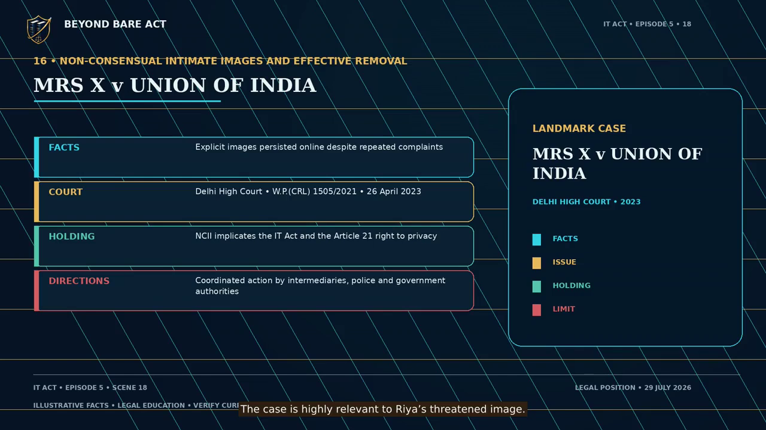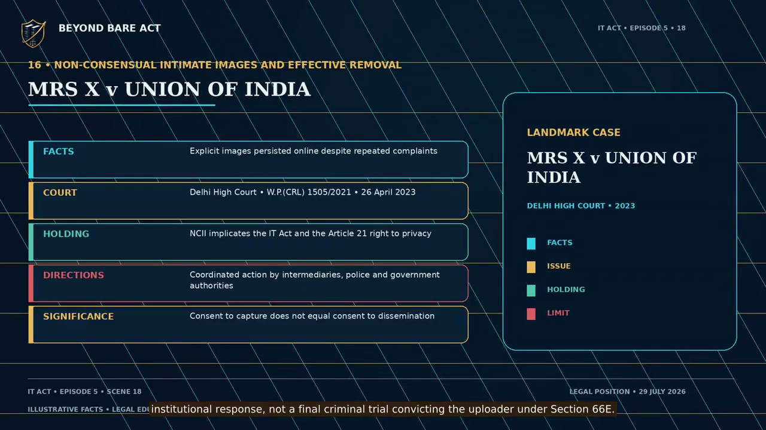The case is highly relevant to Riya's threatened image, but states the limit accurately. It was a constitutional writ about effective removal and institutional response, not a final criminal trial convicting the uploader under Section 66E. Its enduring lesson is remedial and rights-based. Consent to creation or limited sharing is not consent to uncontrolled dissemination, and online republication can cause continuing harm.